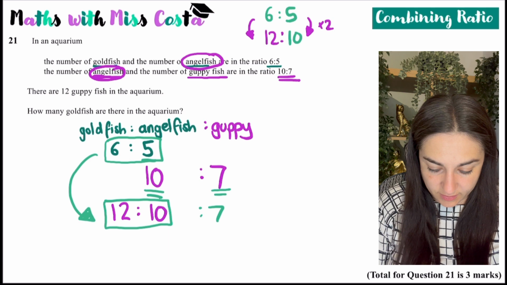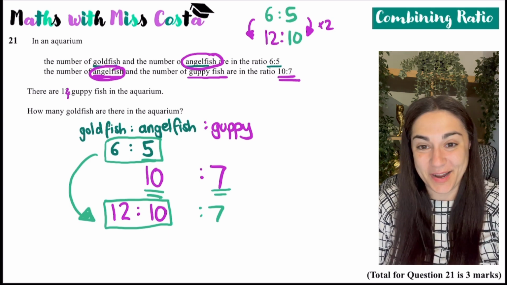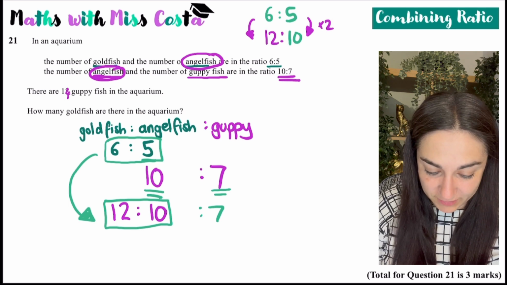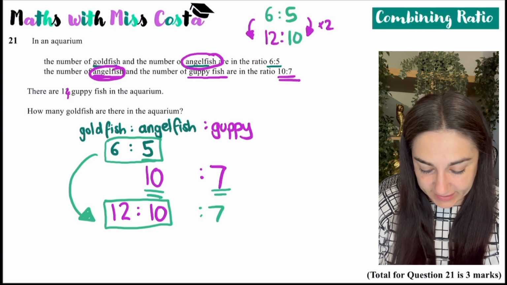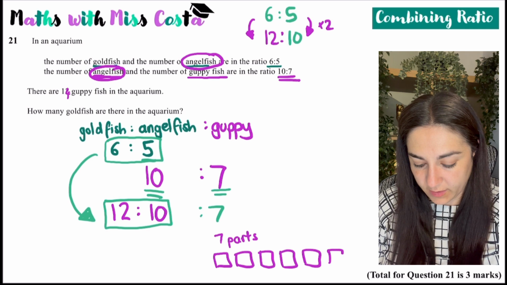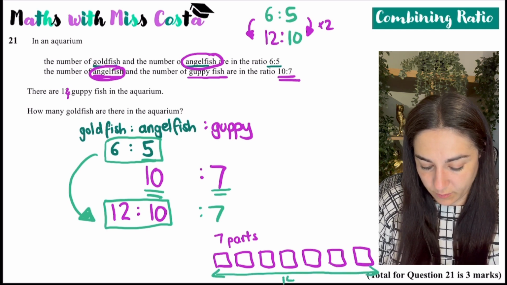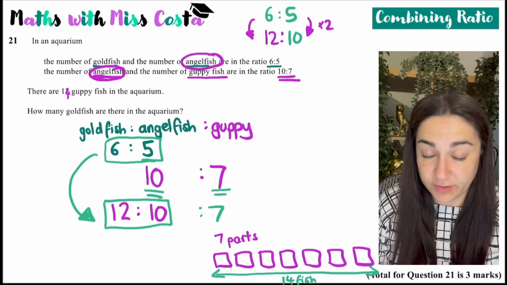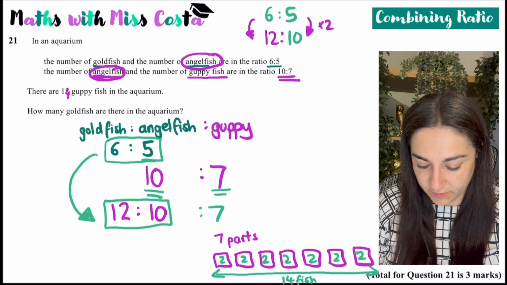Now I'm told that there are 12 guppyfish in the aquarium. That should say 14. Minor error. There are 14 guppyfish in the aquarium. How many goldfish are there? So 7 parts is equal to 14 fish. So if I think about it, I've got 1, 2, 3, 4, 5, 6, 7, and that is equal to 14 fish. So if I did 14 divided by 7, that means that each little part is worth 2.